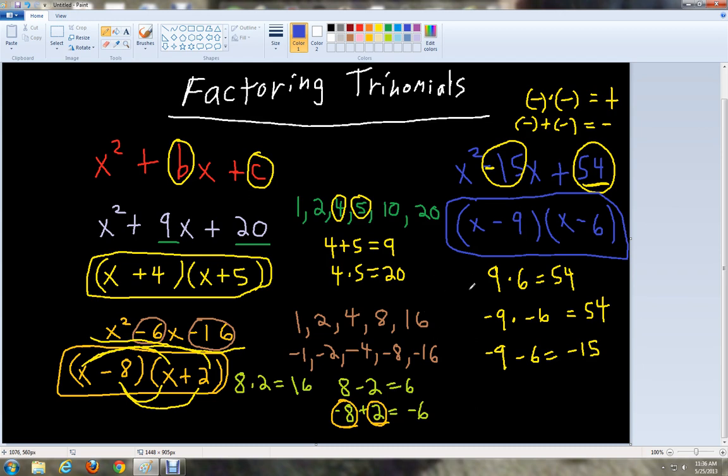So hopefully these three examples will help you with factoring, especially in the form x squared plus bx plus c. We'll take a look at the new case where you'll have a number in front of x squared. That'll be the ax squared plus bx plus c. And that one requires a little different method, but we'll take a look at how to do that.